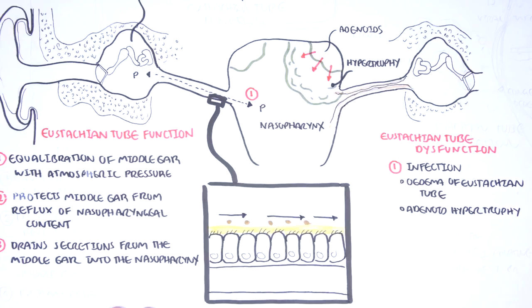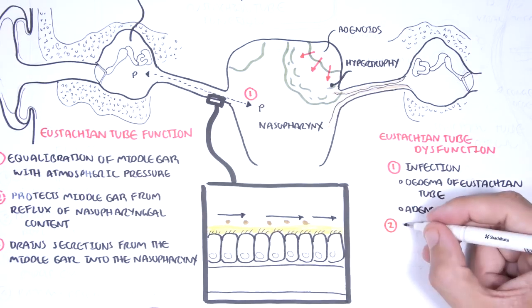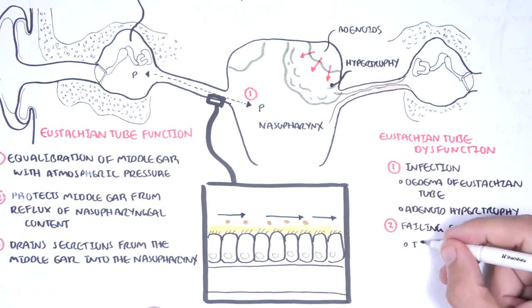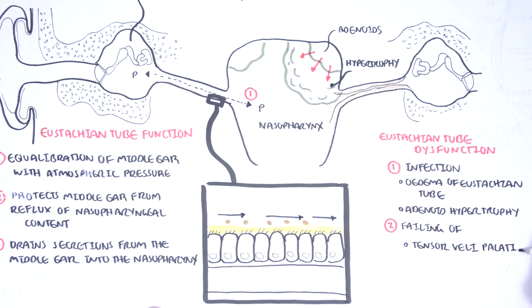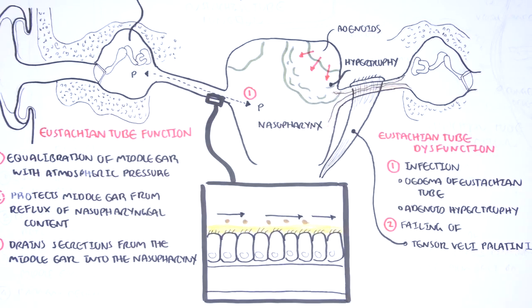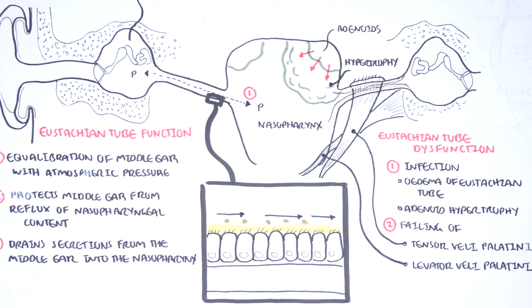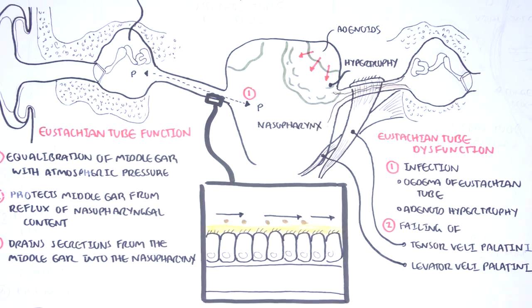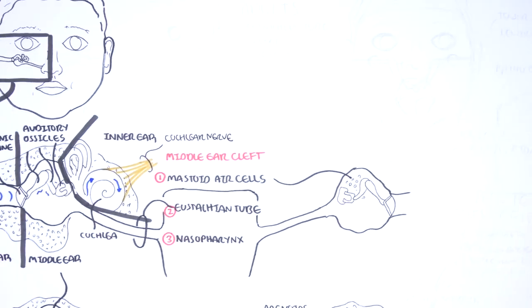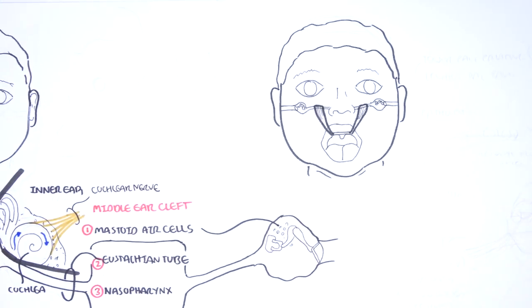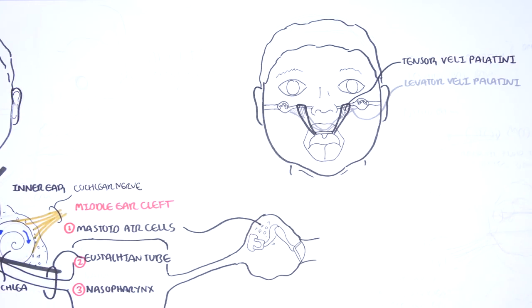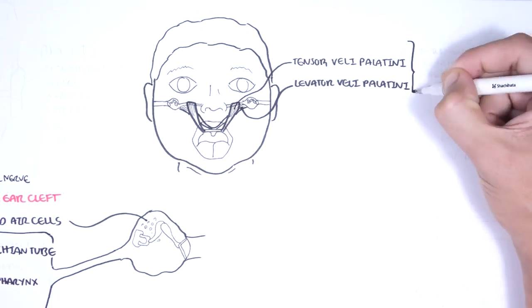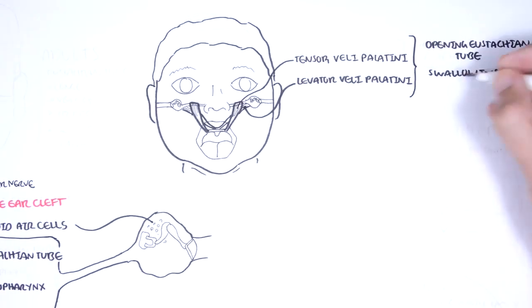Another cause of eustachian tube dysfunction is failure of some of the muscles that connect or wrap around or pass through the eustachian tube. This includes failing of the tensor veli palatini and levator veli palatini. These muscles help in opening the eustachian tube, but are primarily used and involved in swallowing and yawning.